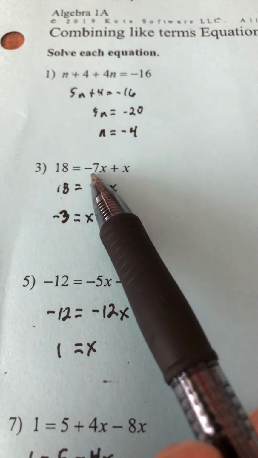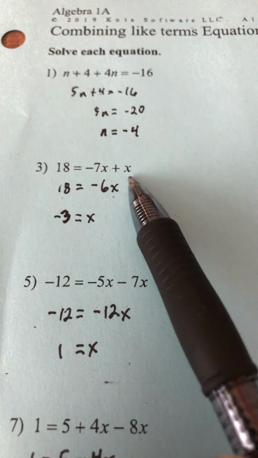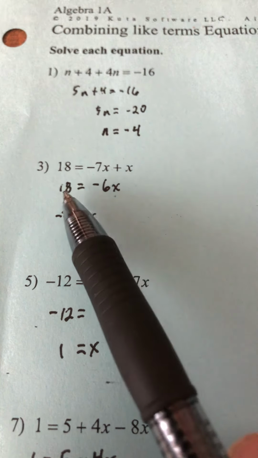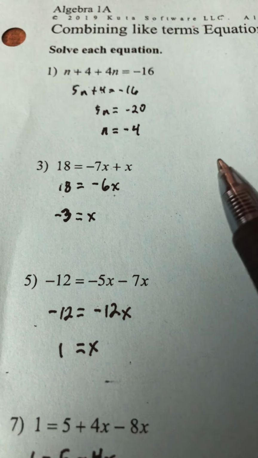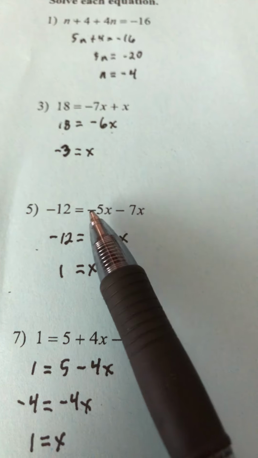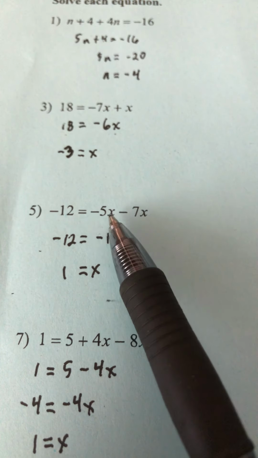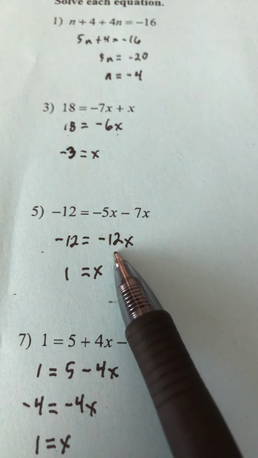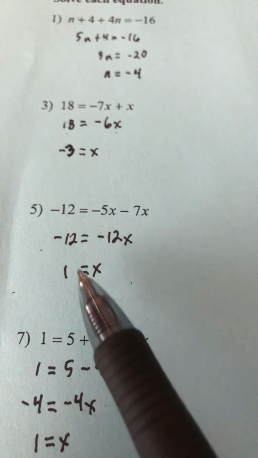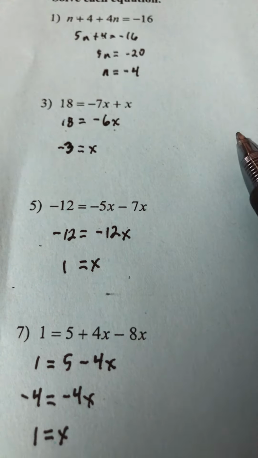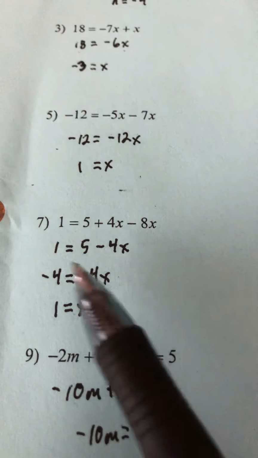Number 3, I'm combining the negative 7x plus the x, which gives me negative 6x. I divide both sides by negative 6, and I get negative 3 equals x. I combine these like terms, negative 5x and a negative 7x give me negative 12x. I divide both sides by negative 12, and I get 1 equals x. Negative 12 divided by negative 12 is 1.